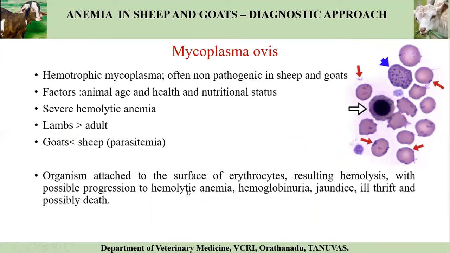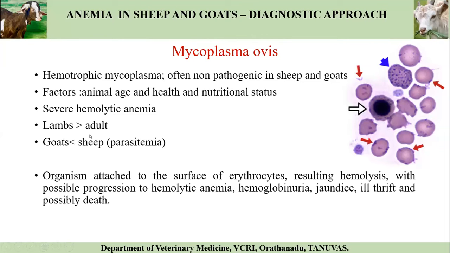Then Mycoplasma ovis induces hemolytic anemia. It is a hemotropic Mycoplasma species that is globally distributed and often non-pathogenic in sheep and goats. But to my knowledge, it is not yet reported from India, or we may not have confirmed a case. In Mycoplasma ovis, lambs suffer fatal infection more than adult sheep. Goats develop lower levels of parasitemia than sheep.